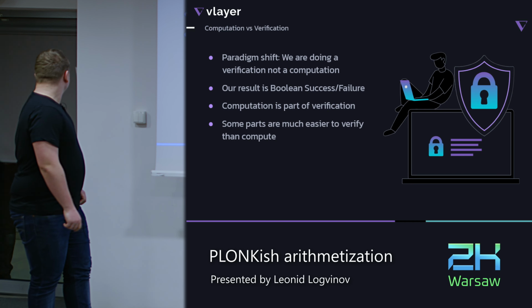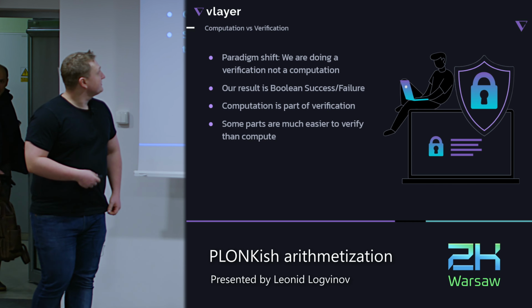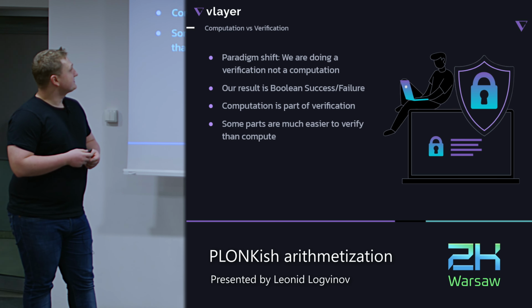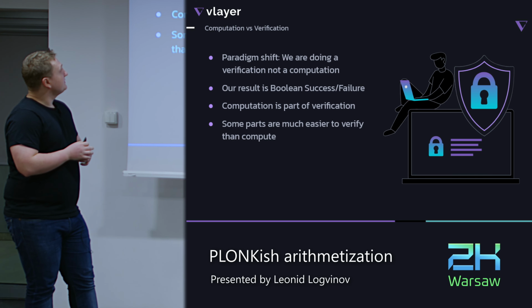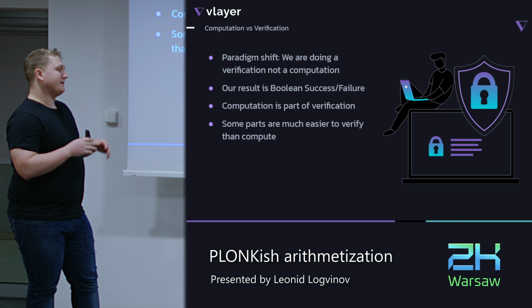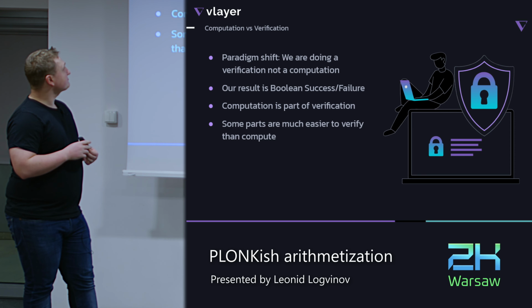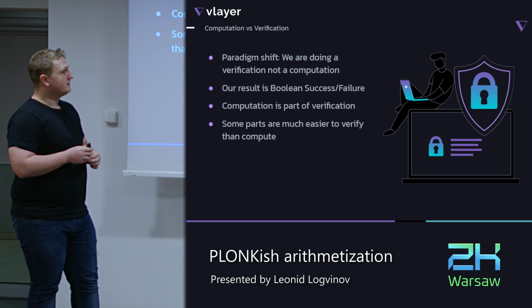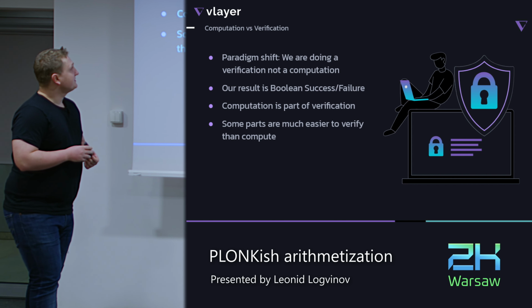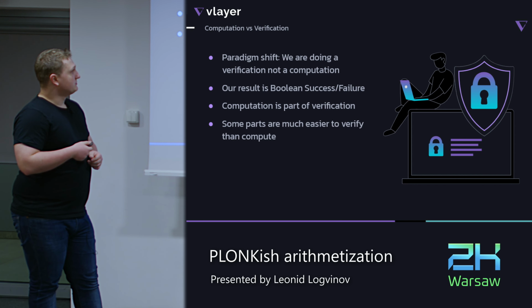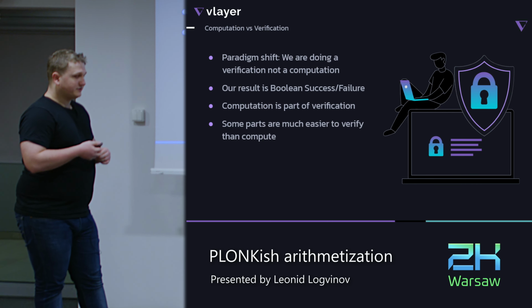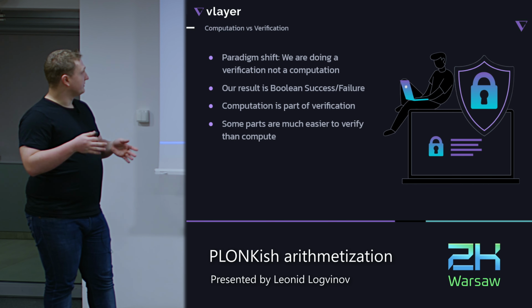So when we're talking about zk, there is one thing that's important to understand. Writing programs, writing those proofs, entails a paradigm shift. It's a little bit of a loud word, but we're not doing the computation, we're doing the verification. And it's different, but kind of the same. So our result is always Boolean. It's like success or failure. Did we verify correctly or not?